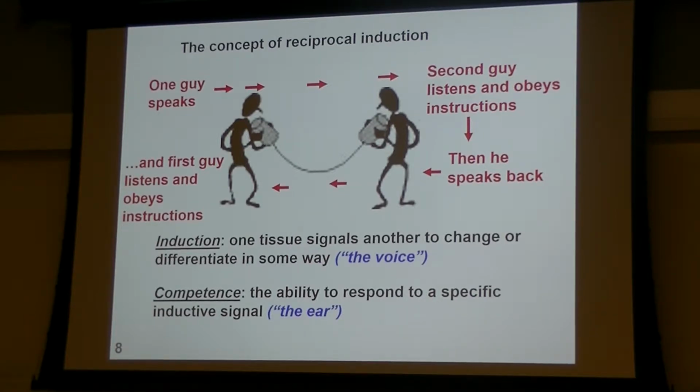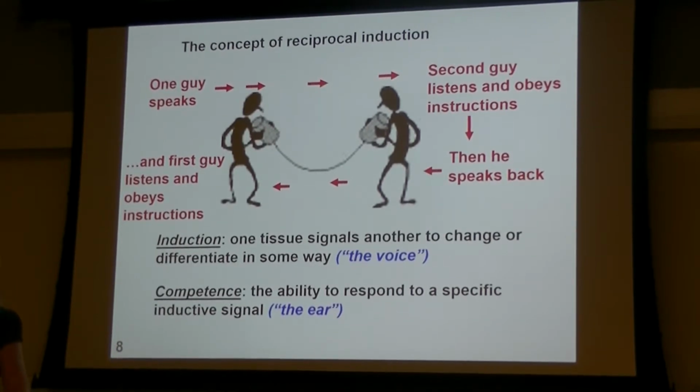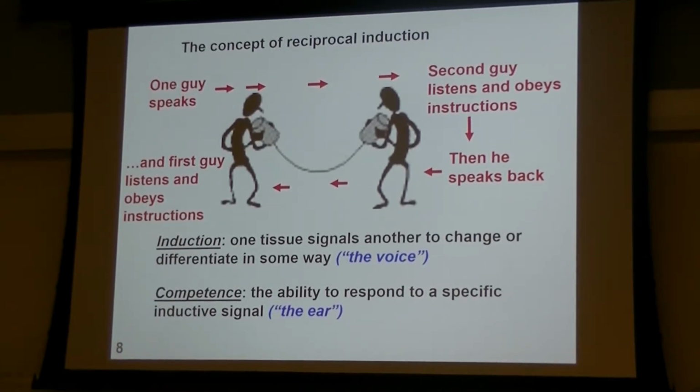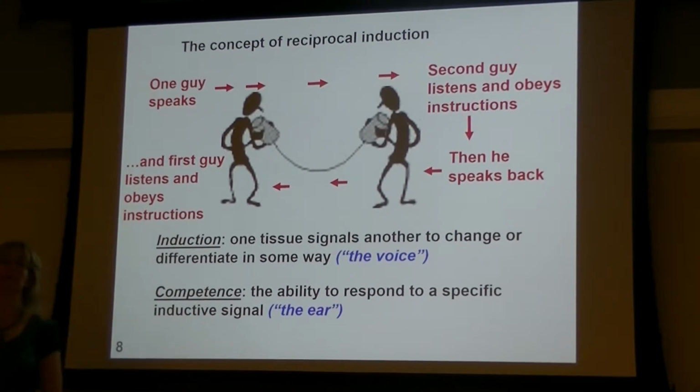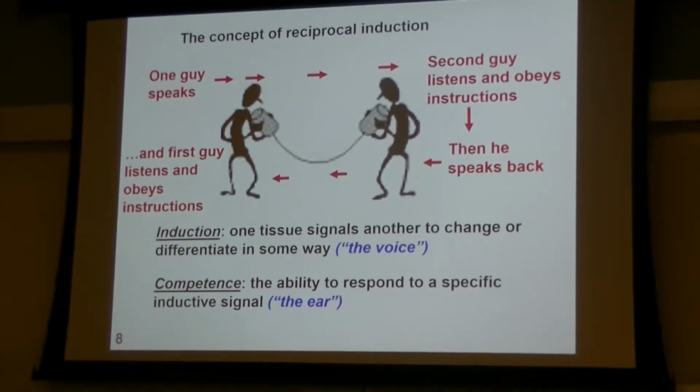of one step further. So in the case of reciprocal induction, we start out with an induction event, so one type of cell signaling another cell to try to evoke some sort of response or change in that neighbor cell. So first guy speaking on the telephone to a second guy.